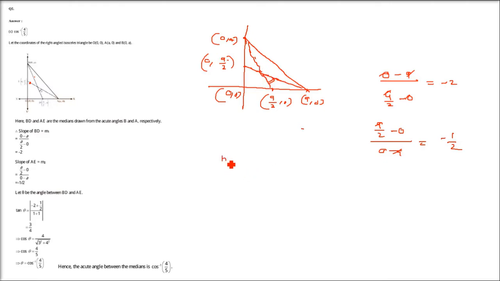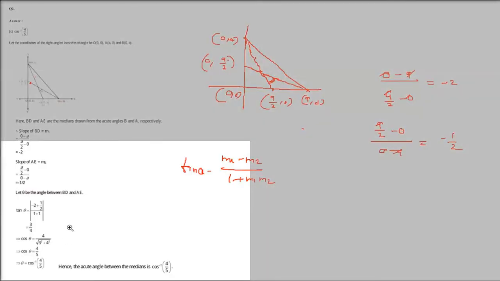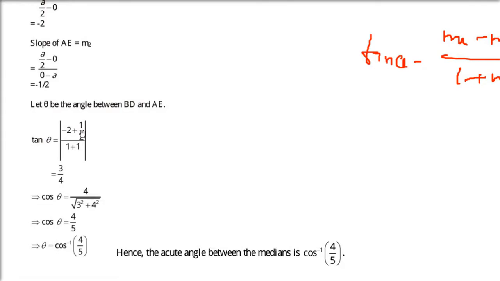When you know the slope, now you can find out the angle between them. Tan theta is (m1 minus m2) by (1 plus m1 m2). This angle, tan theta, this theta I am talking about. m1 is minus 2, m2 is minus half. So just use this formula. So (m1 minus m2) by (1 plus m1 m2): minus 2 minus of minus half, that is minus 2 plus half, divided by 1 minus half and 2. So you get 3 by 4.